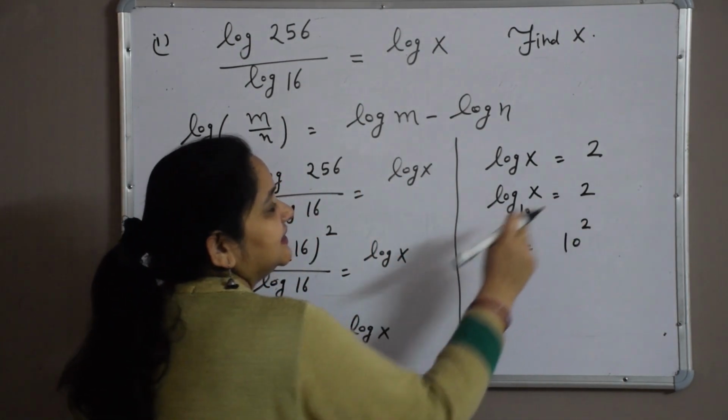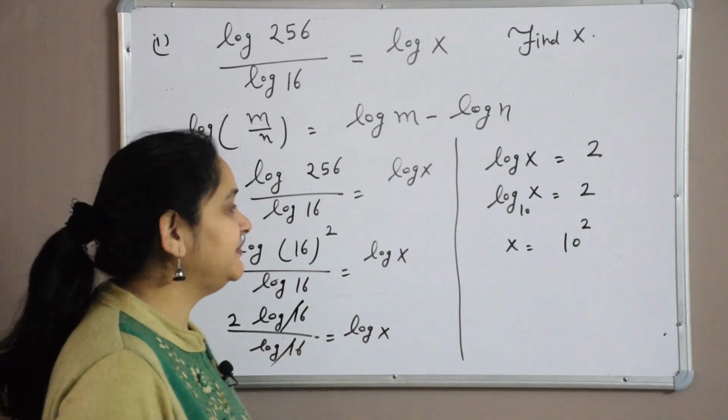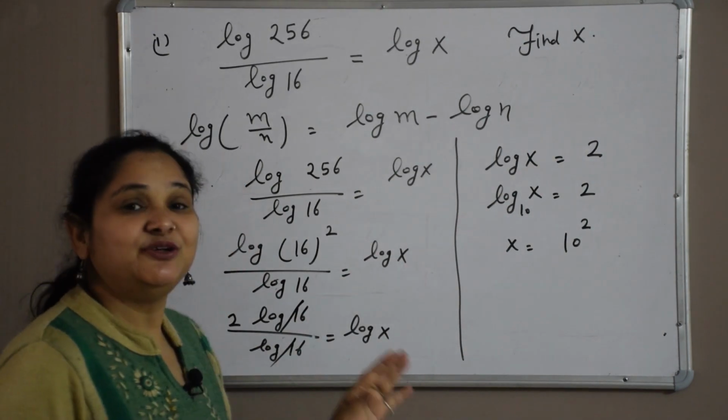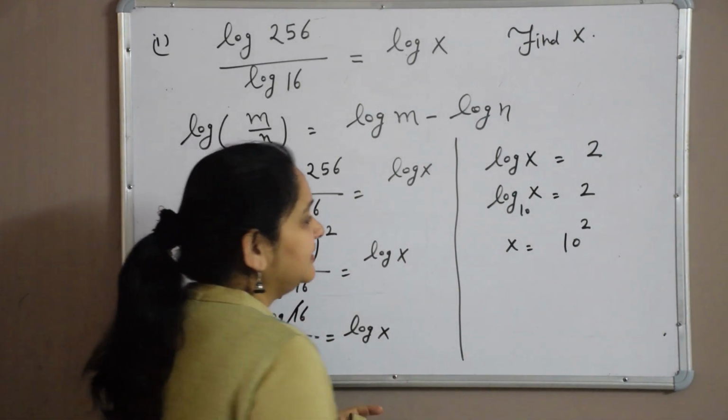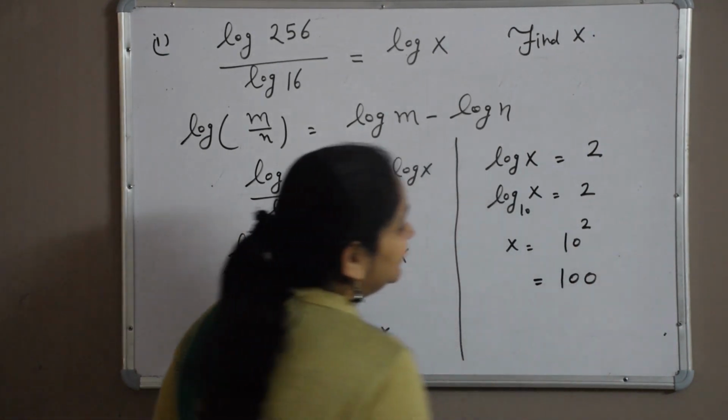There is a rule I have already told you; all these things you can see in my previous video. There is a basic video on exponential and logarithmic functions, and you can see each and everything very clearly. So x is equal to 10 square, and 10 square is equal to 100.